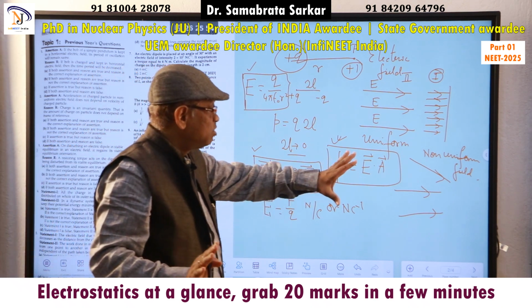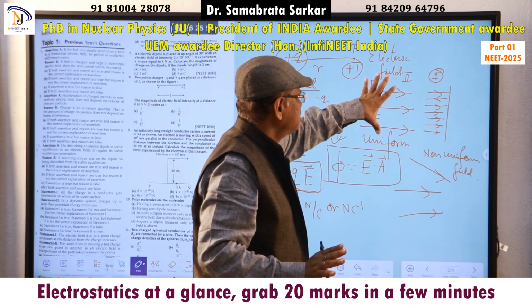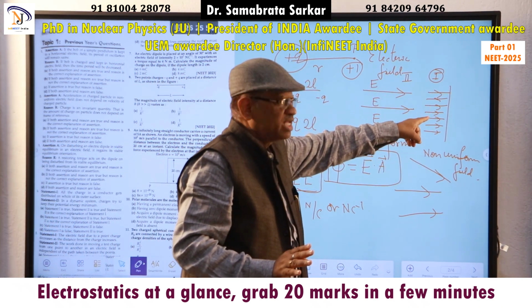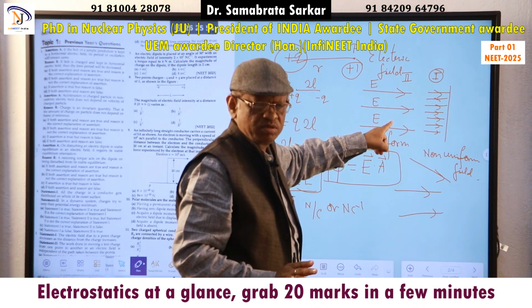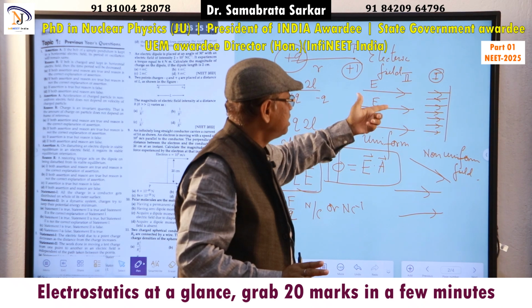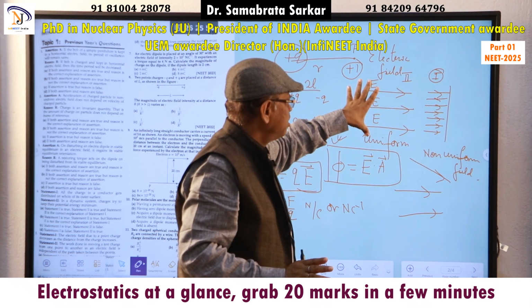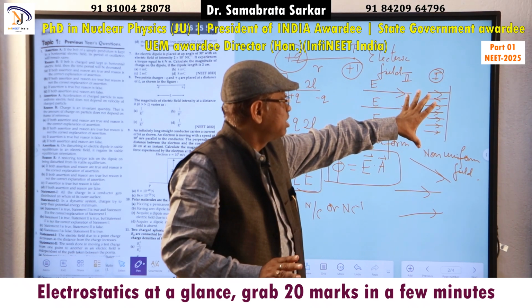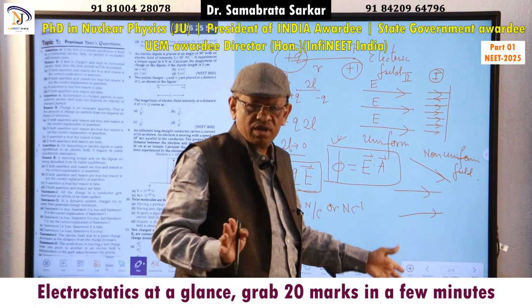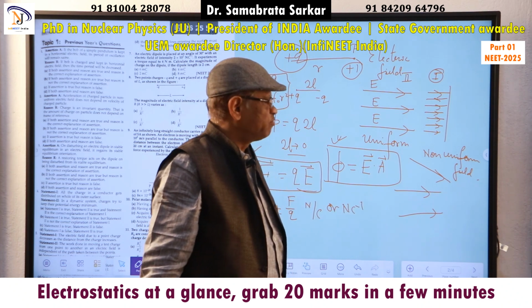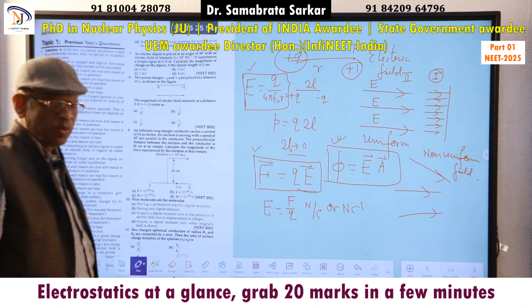So this is a non-uniform field, this is a uniform field. Field strength is more in case of number 1, and field strength is lesser than number 1 in the other. Weak field, strong electric field, and this is a non-uniform field, and these two are uniform fields. Am I clear or not?